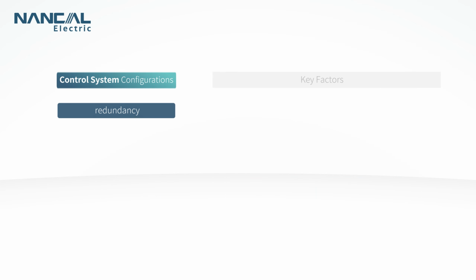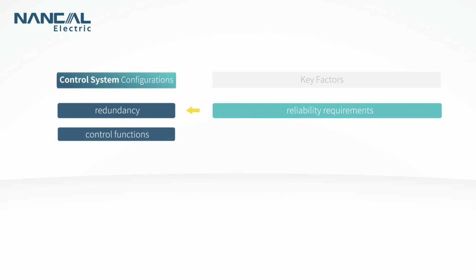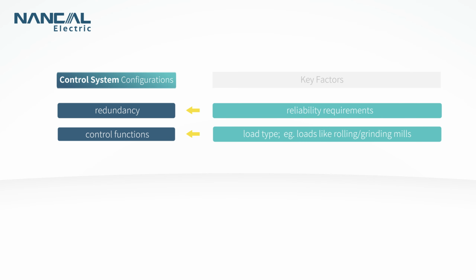The need for redundancy in the control system depends on reliability requirements. The need for process control functions depends on the load type. For example, loads like rolling mills or grinding mills typically require the VFD to have specialized process control capabilities.